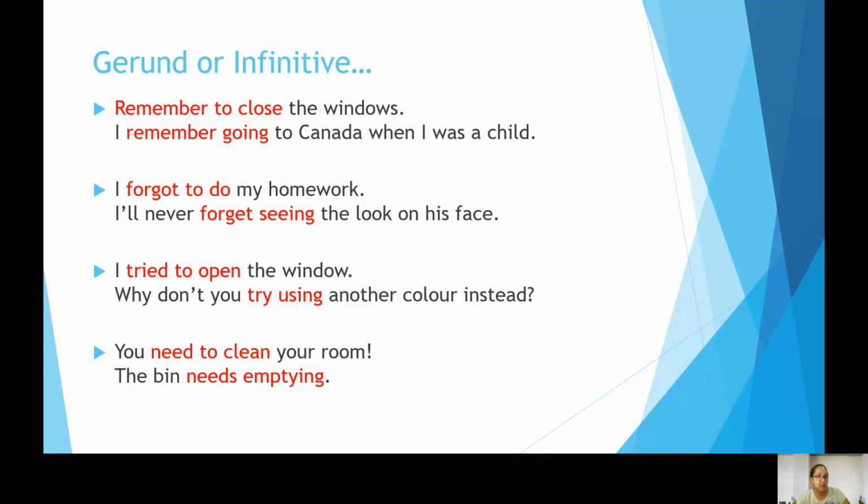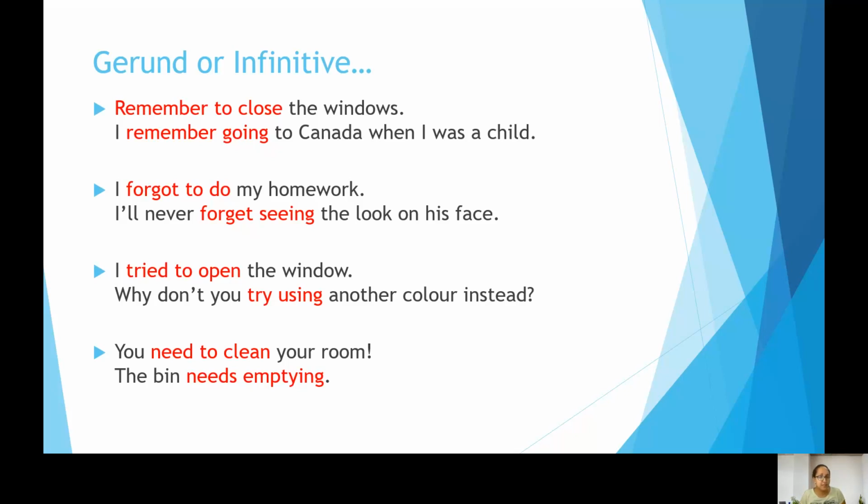You need to clean your room. This is a modal verb, or semi-modal verb. You need to do something. Whereas the bin needs emptying, that's a passive construction. We don't know who is going to do the action, but somebody needs to empty the bin. Okay, the bin needs emptying.